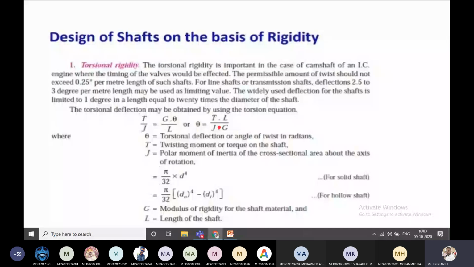The next one is lateral rigidity. Lateral rigidity means, as you have seen in the video, the shaft is fixed between two bearings and gears are mounted on the shaft, isn't it?